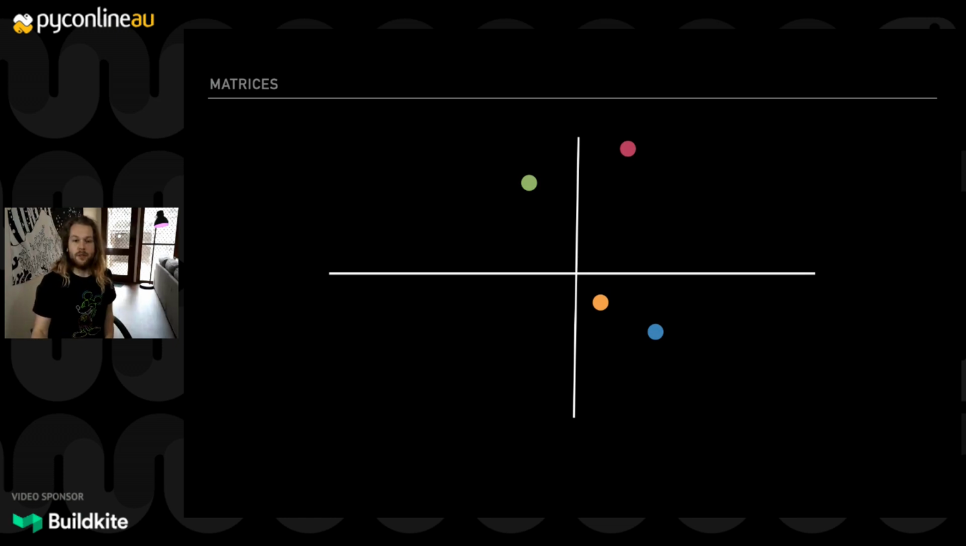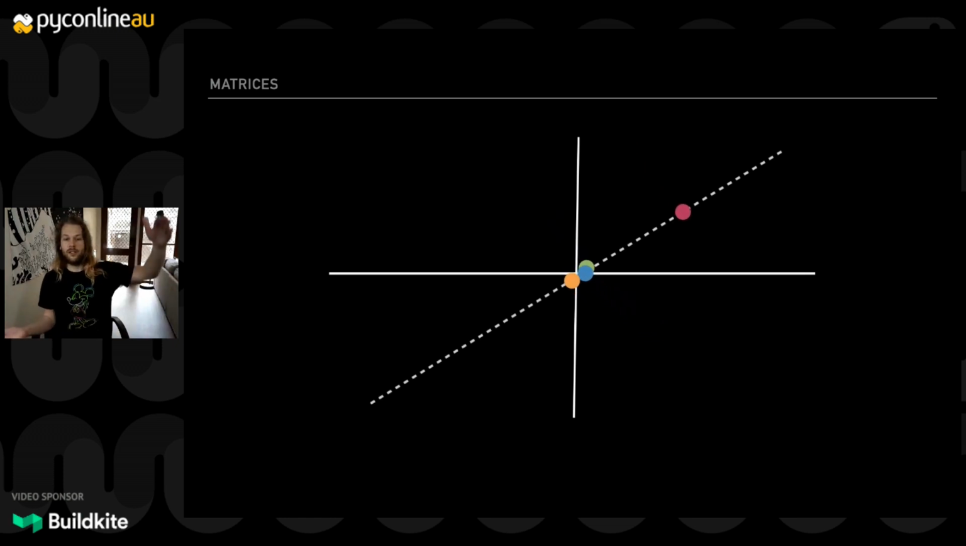An example of such a matrix is a projection. So we take our entire plane and we squish it into one line. There's no way to figure out where the point originally came from if all you know is its position on that particular line. So you can't invert that transform.